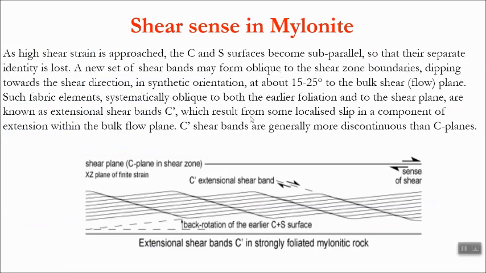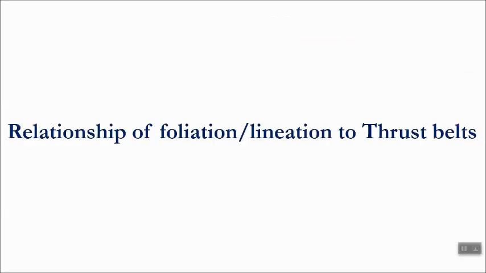Similarly for the C dash shear, we'll see some localized slip in the component of extension, so this will help us in estimation of the sense of shear here. Now that we understood how these foliations can help us in estimating the sense of shear in a shear zone, next we will go to the thrust belts.